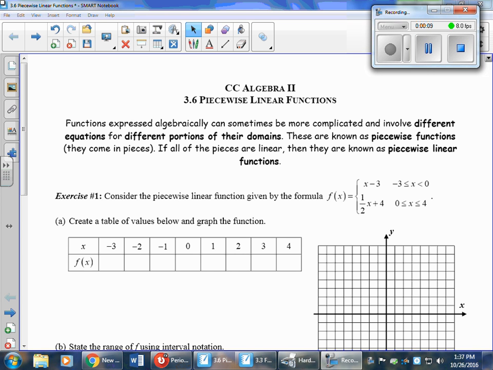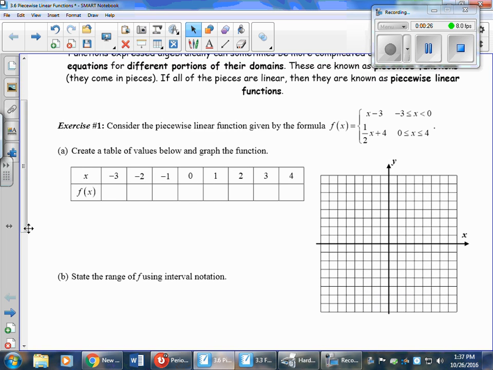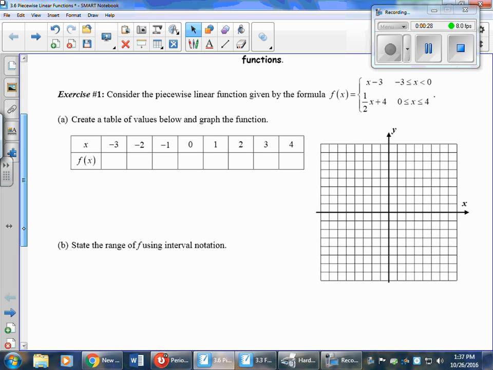Functions expressed algebraically can sometimes be more complicated and involve different equations for different portions of their domains. These are known as piecewise functions, and they should not be completely new to you because you should have seen them a little bit in Algebra 1. So I'm going to slide this up a little bit, and we're going to take a look at exercise 1.